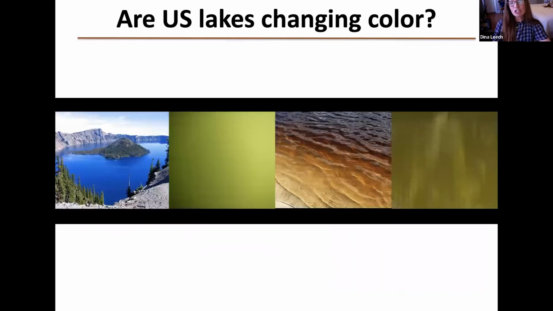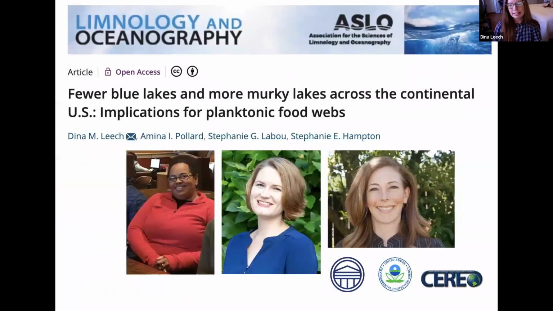So these changes in water color have been an inspiration to my and my students' research at Longwood. And one of the questions that I've been particularly interested in is thinking about our lakes across the United States. Are they changing color? And if so, what colors are more prevalent than others? And in 2018, my colleagues Amina Pollard with the US EPA and Stephanie LeBoux and Stephanie Hampton from Washington State University, we got together and tried to tackle this question.